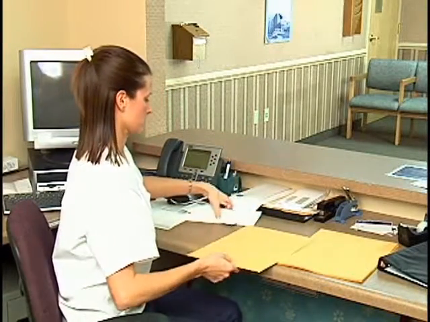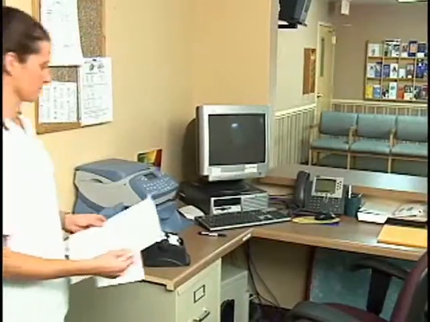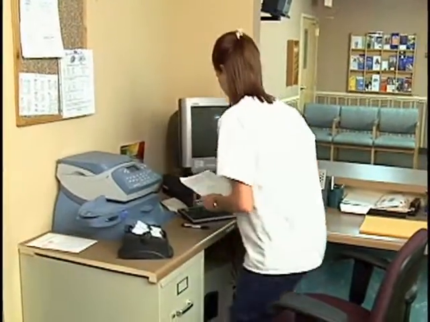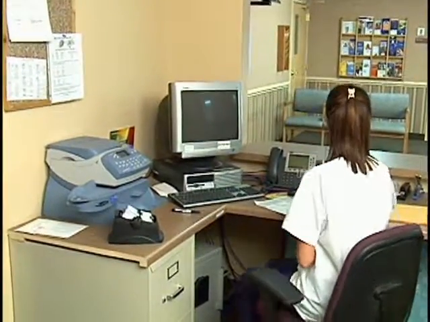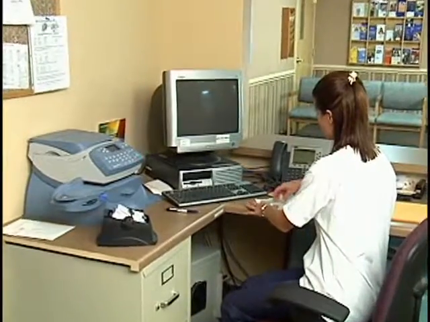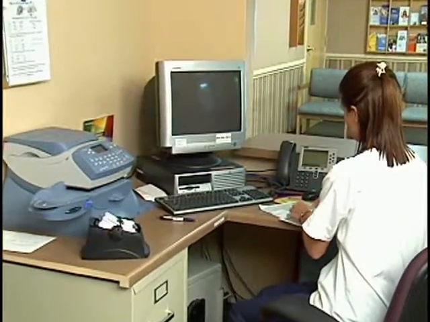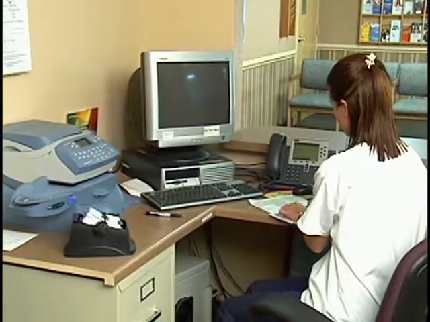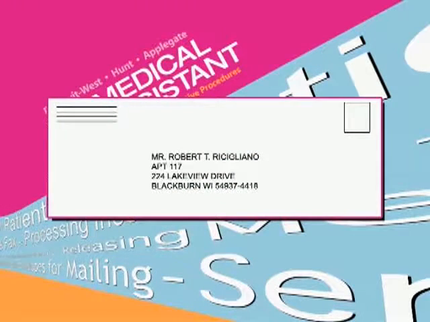Decide on a means to address the envelope: a typewriter, a computer, or a label printer. The address must be printed directly on the envelope or on a label. Avoid addressing ordinary correspondence by hand. Standard business correspondence appears more professional if addressed using a typewriter or computer.